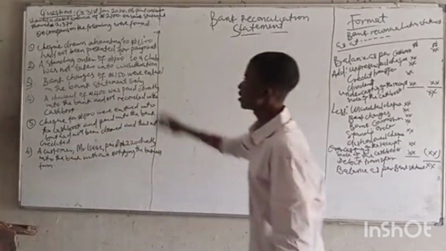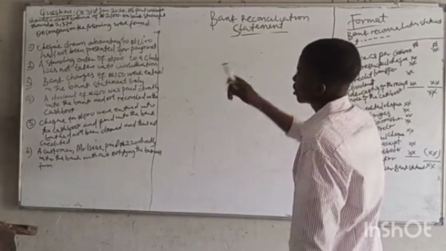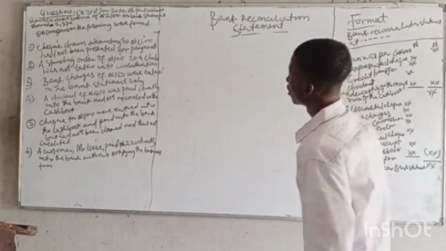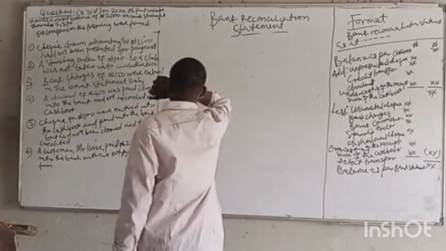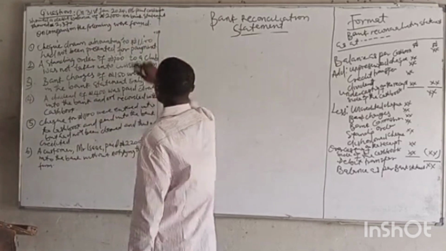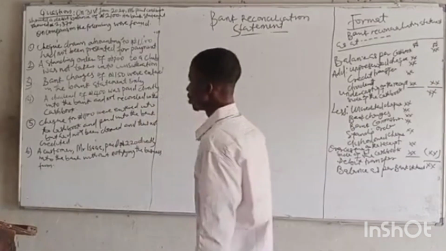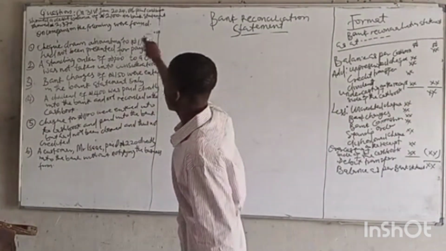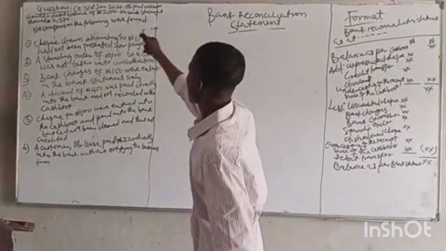Assuming we have the following transaction, and we have to follow this format to reconcile the causes of differences between the bank statement and the cash book. For instance, the question says, on 31st January 2024, Mr. Paul's cash book showed a debit balance of 2,100 naira. His bank statement showed 2,370. So now, you have to make the decision which one to start with. Whether to start with balance as per cash book or balance as per bank statement. But let's start with balance as per cash book.